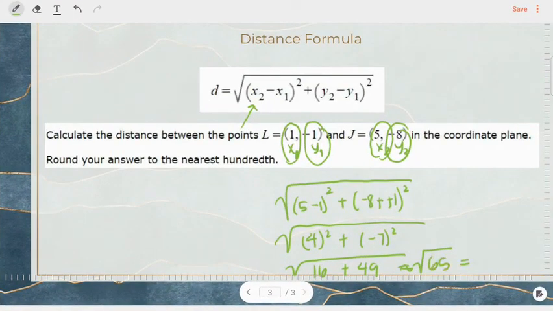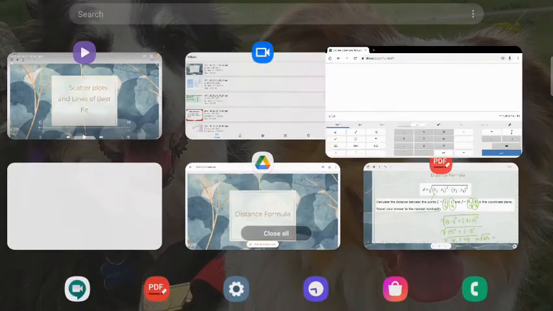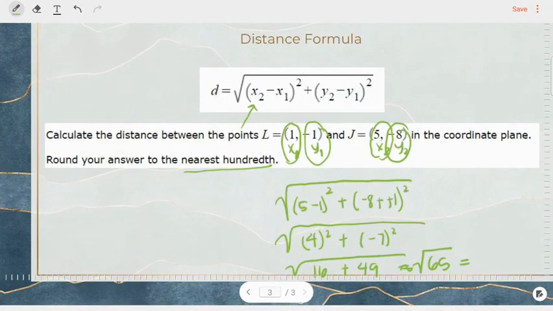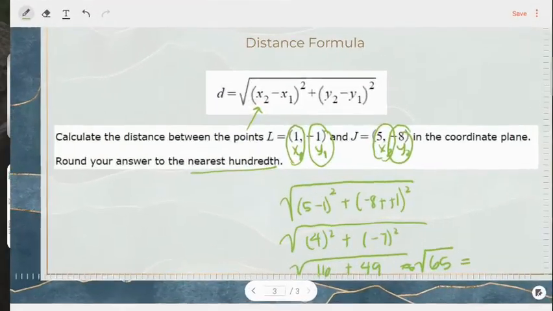And I want to approximate to the nearest hundredth. So 2 decimal places. So I'm going to type it in my calculator. Square root of 65 is approximately 8.06, and yes, that 6 stays a 6 because the 2 is not high enough to make it any higher. So 8.06. Sorry, had to double check my answer.